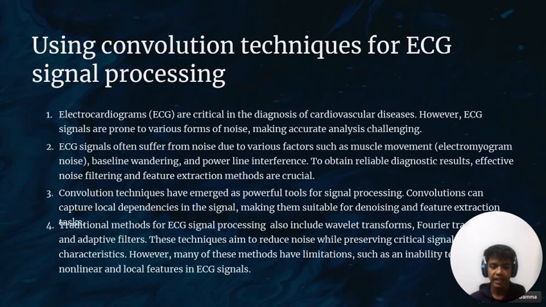Recently, convolution techniques have emerged as powerful tools for signal processing. Convolution can capture local dependencies in the signal, making it suitable for denoising and feature extraction. Traditional methods for ECG signal processing include wavelet transform, Fourier transform, and adaptive filters. These techniques aim to reduce noise while preserving critical signal characteristics. However, many of these techniques have their own limitations.